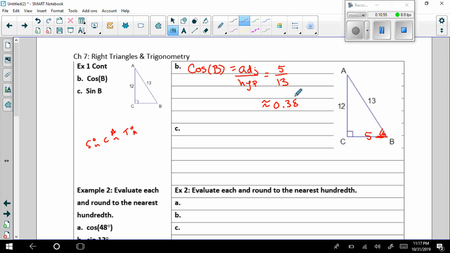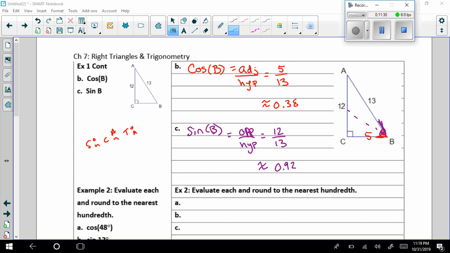All right, and then last one, sine of b. We still have b as your angle of interest. Sine is opposite over hypotenuse. So opposite to b is the 12. Hypotenuse is 13. So 12 over 13, which is approximately 0.92.